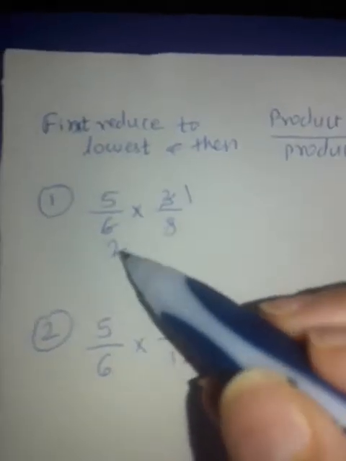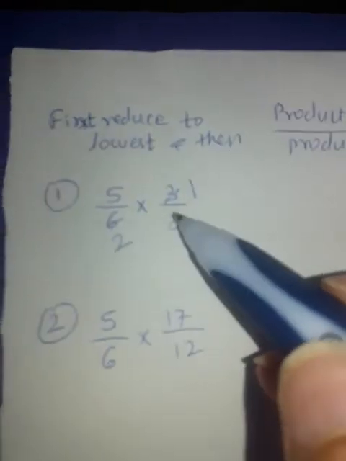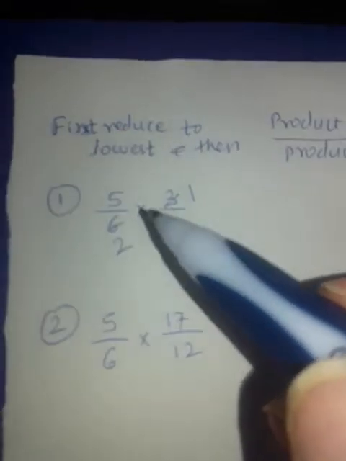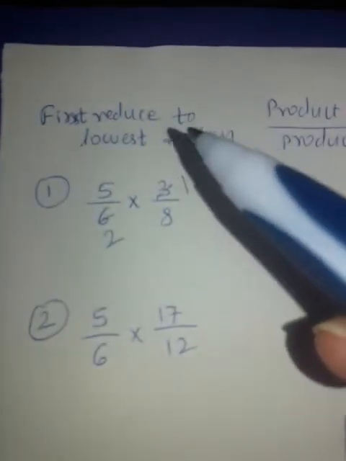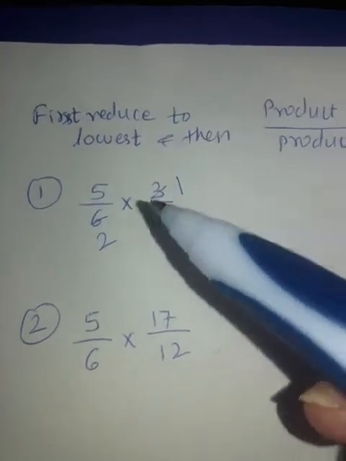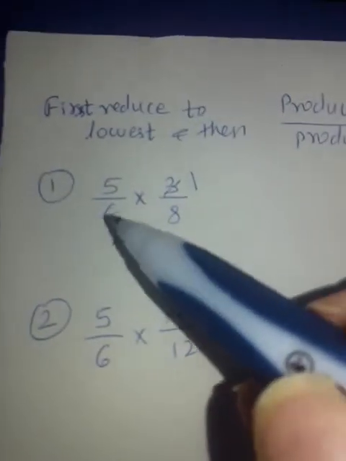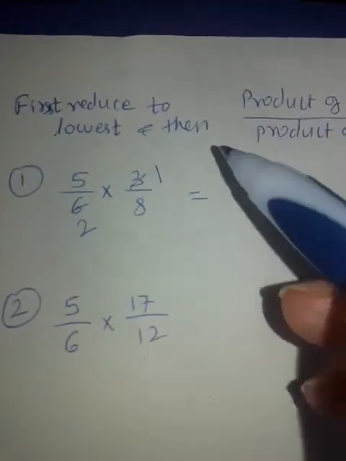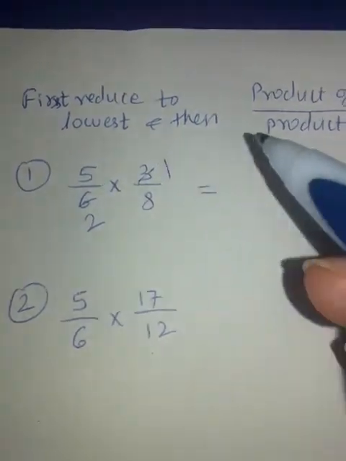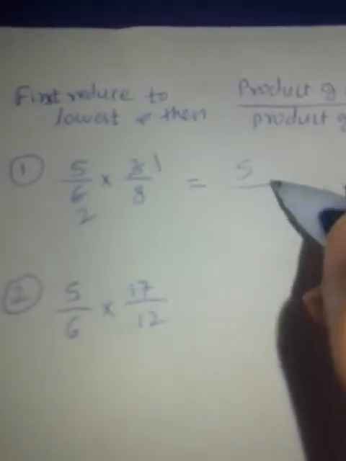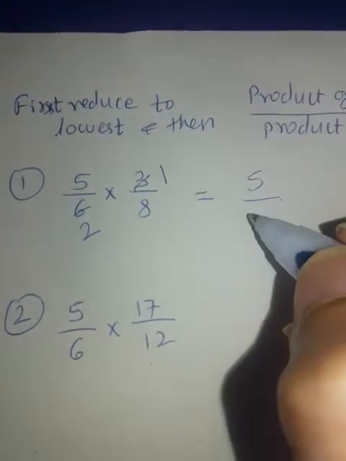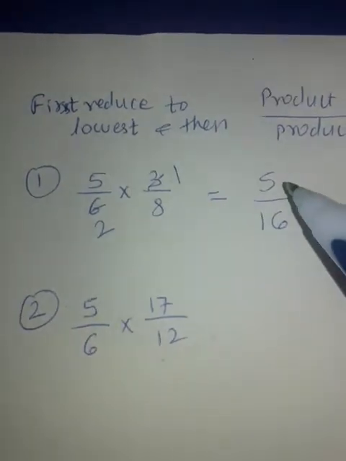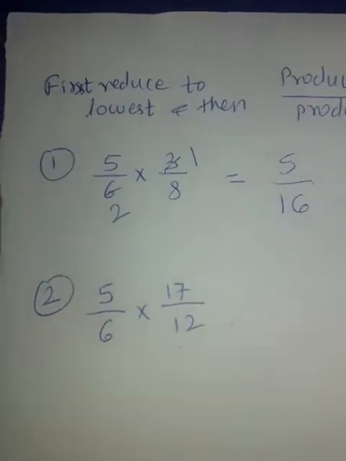Now 2 and 8 also have a common factor 2, but they are both in denominators, so they cannot get cancelled with each other. Remember, one has to be in the numerator and the other has to be in the denominator, only then can they get cancelled. So here 3 ones are 3 and 3 twos are 6. So now it is reduced to the lowest form. Now what will be the value? Product of numerators, 5 into 1, that is 5. Product of denominators, 8 twos are 16. So 5 upon 6 into 3 upon 8 is 5 upon 16.